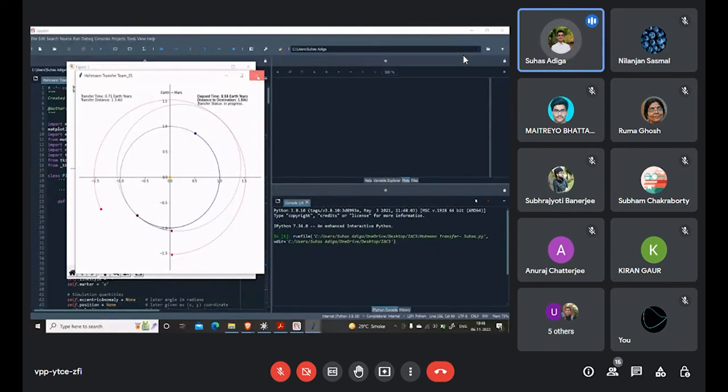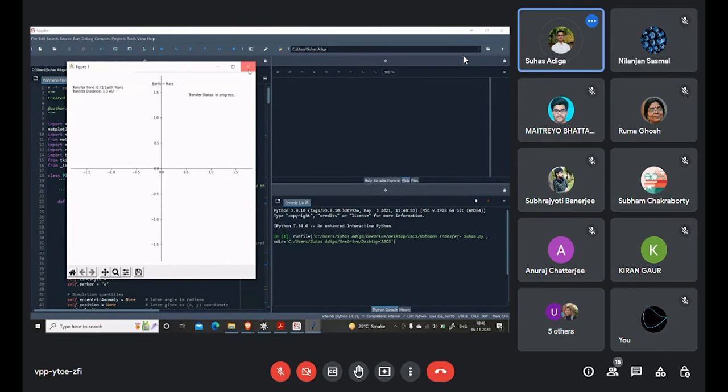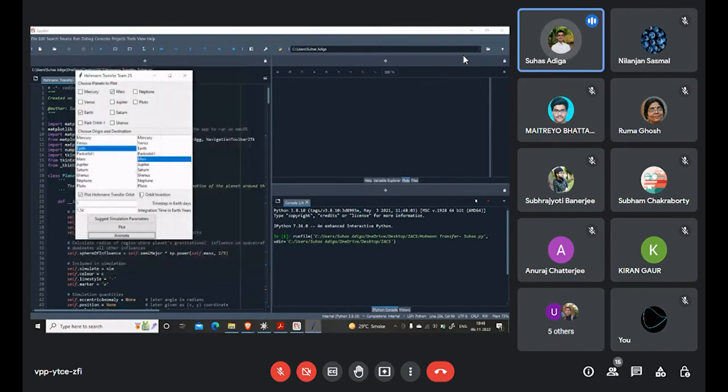Okay. So now you can see what happens if I don't do the orbit insertion. And what is the need of two impulses? I guess that is clear to you. So now what I'll do is park orbit to Mars. I'll just click on suggest simulation parameter again. I'll again reduce the time step to 1, and I just animate it.